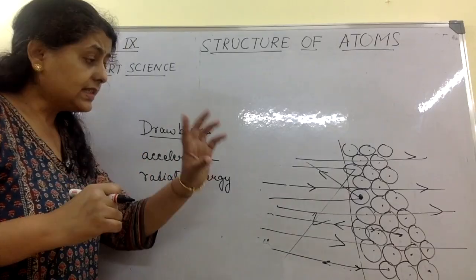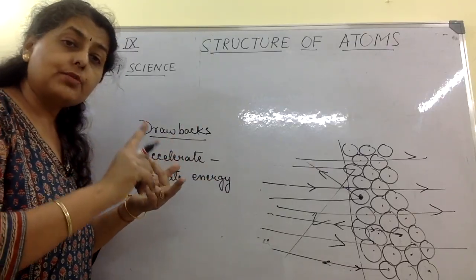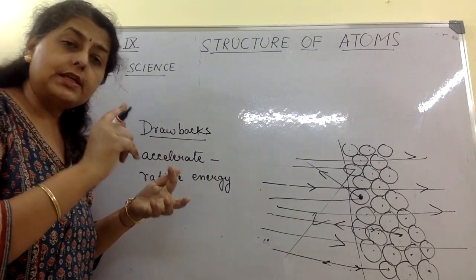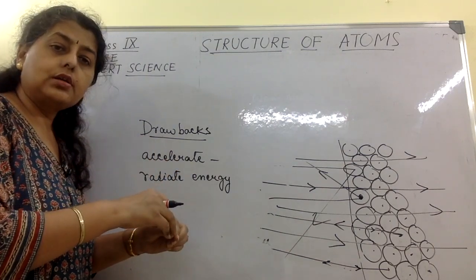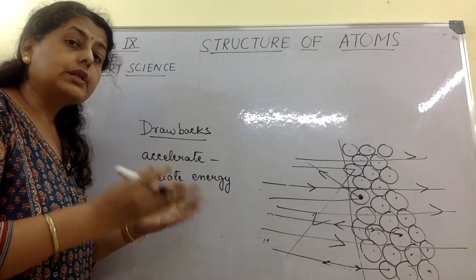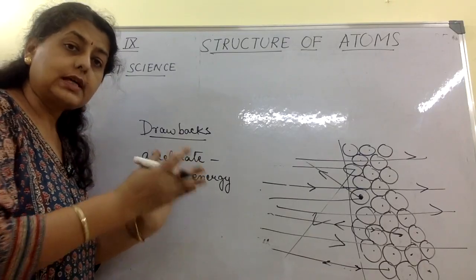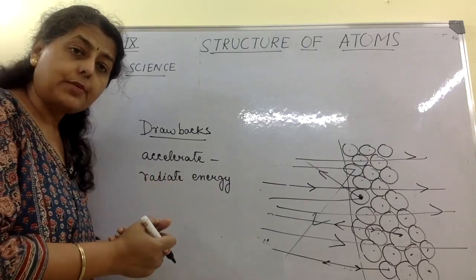I repeat, since it was moving in circular orbits, it is accelerating. An accelerating body radiates energy. If it radiates energy, it will at one point of time fall into the nucleus and everything around us will collapse, which is not happening. Therefore, there is a drawback in this model. That is what scientists said. Now how did he overcome this drawback?